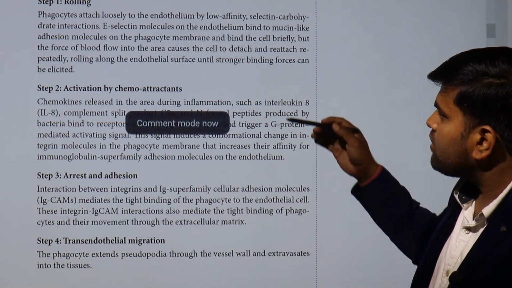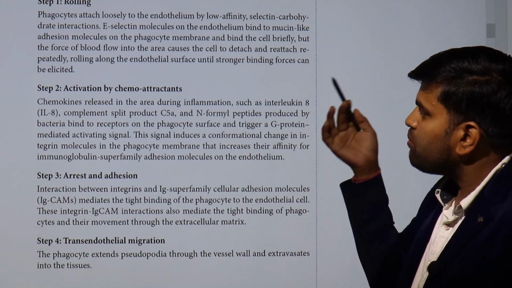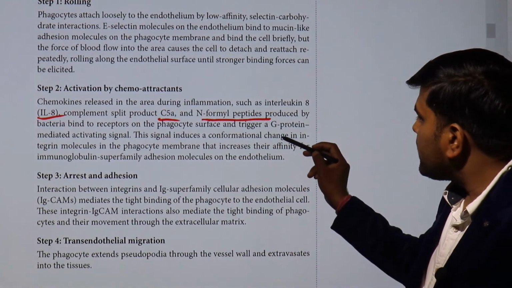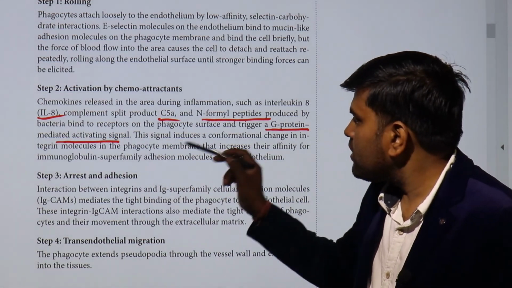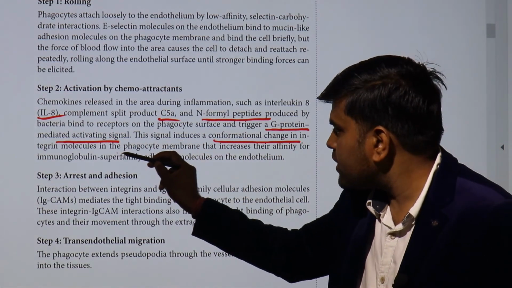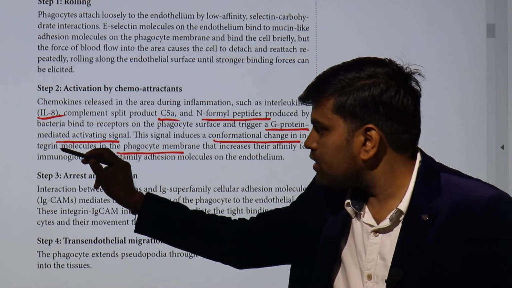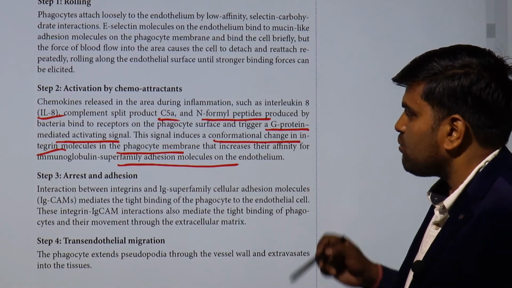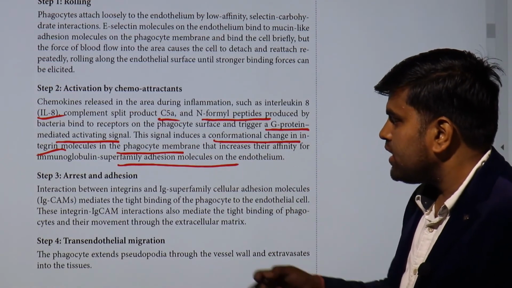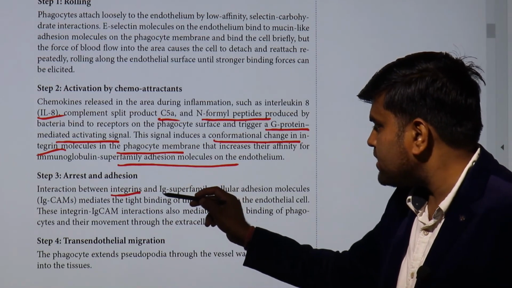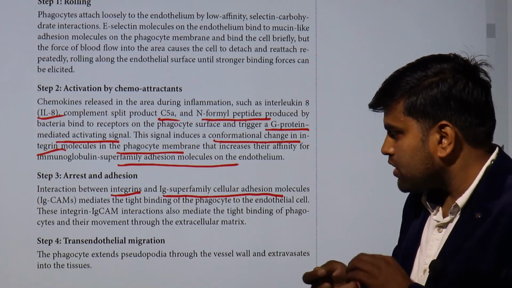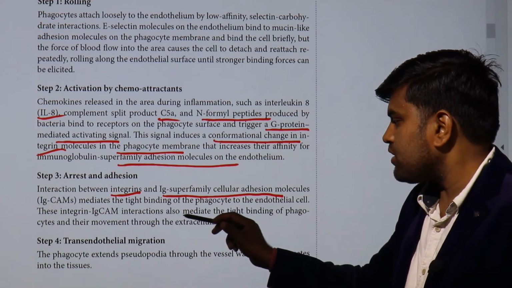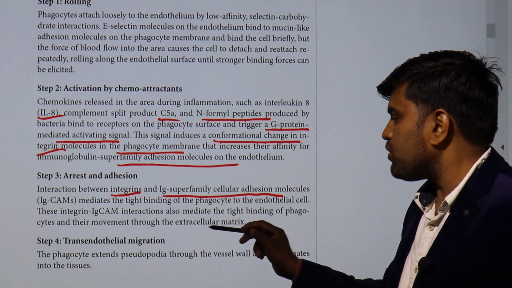So the initial thing is that once there is rolling, attaching and detaching, they need to be activated, and for activation there are signals like interleukin 8, C5a and N-formyl peptides of the bacteria. They cause the G protein-mediated activating signal, and that causes conformational changes in the phagocytic membrane, leading to the activation of integrin on their membrane, which binds with the endothelial immunoglobulin superfamily adhesion molecules. Then what will happen? They will be arrested. This interaction between the integrins and the Ig superfamily adhesion molecules, ICAMs, mediates the tight binding, and also mediates the movement of phagocytes through the extracellular matrix.